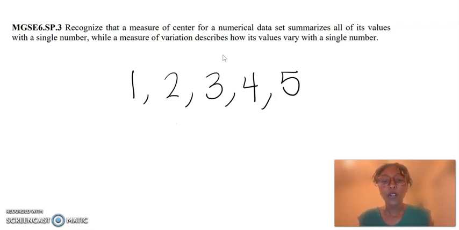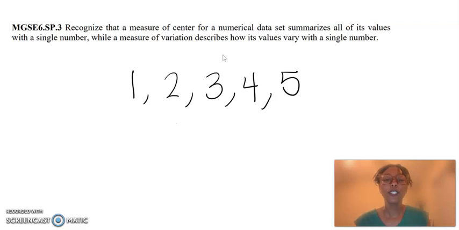Now, we're not going to go into too many details about all the different types of measures of center and all the different types of measures of variation. But what we are going to do is look at this simple example and just get our minds oriented to what is meant by this and by it being represented by a single number. So we have an example data set here with the numbers 1, 2, 3, 4, and 5.